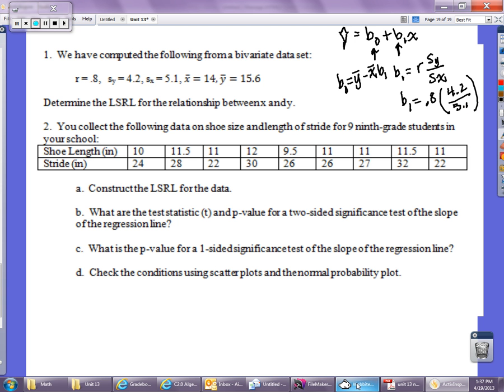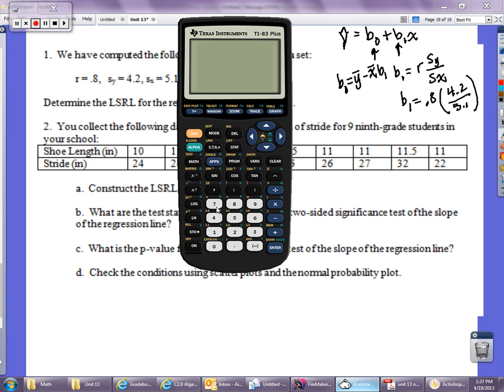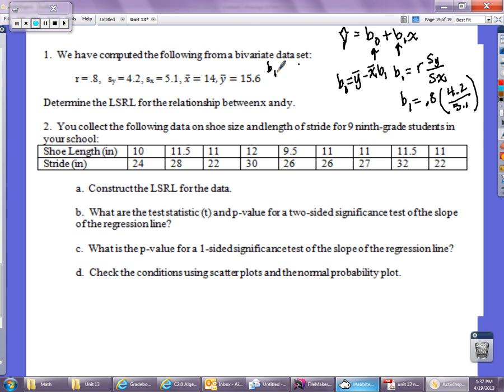Okay, and then in your calculator again, you're going to want to just multiply 0.8 times 4.2 divided by 5.1. So your B sub 1 value is 0.659. So then you're going to use that when you calculate B sub 0. You're going to take y bar, which is 15.6. You're going to subtract x bar, which is 14, times the B sub 1 you just calculated, which was 0.659.